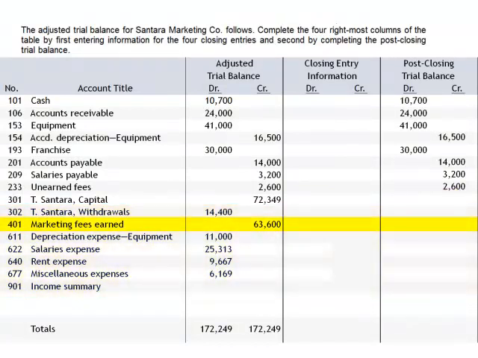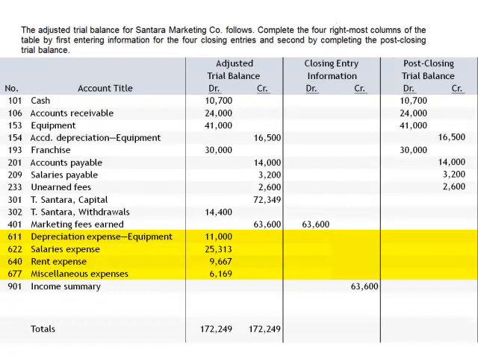The first closing entry closes revenues to income summary. The journal entry is a debit to marketing fees earned for $63,600 and a credit to income summary. The second closing entry closes the expense accounts to income summary. Each expense account has a debit balance, so to close each account, we credit the expense accounts and debit income summary for the total of the expenses, $52,149.